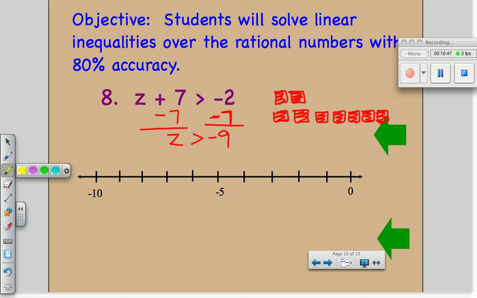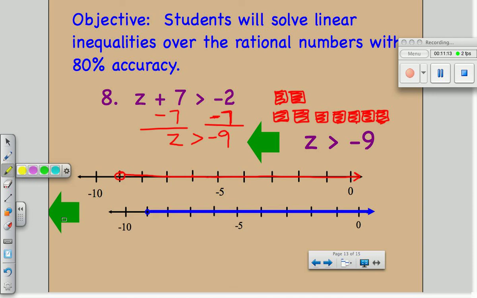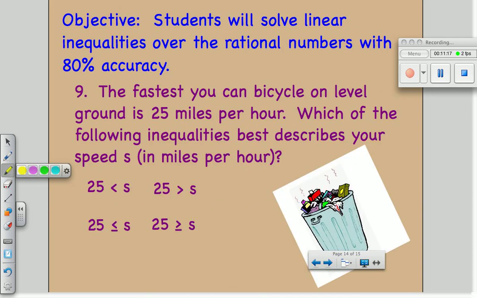So, if z is greater than negative 9, I'm going to circle negative 9. So here's negative 5, 6, 7, 8, 9. Is it equal to? No. So my circle stays open. Greater than, all numbers greater on the number line go this way. Okay? And one more. This is the last one.